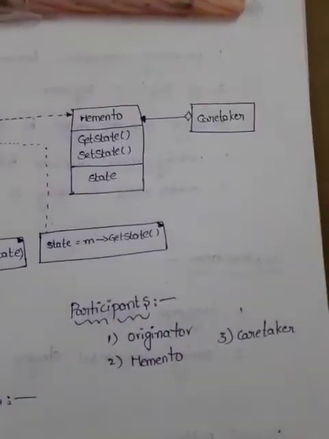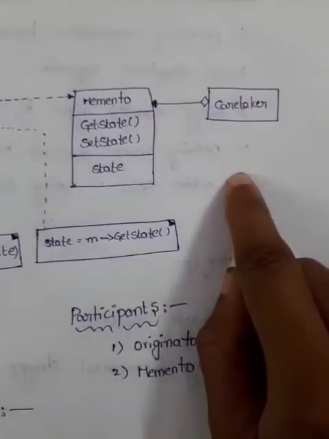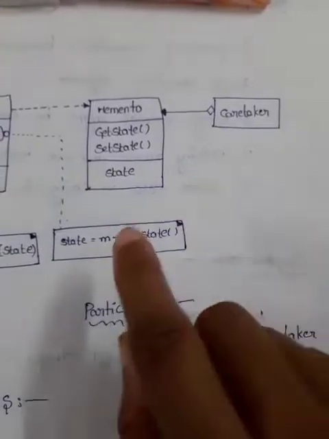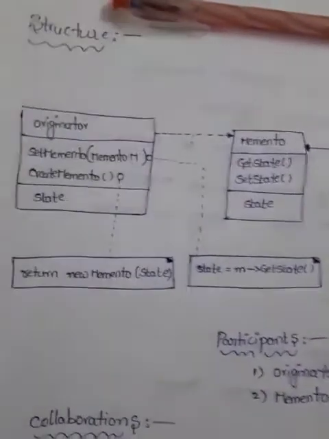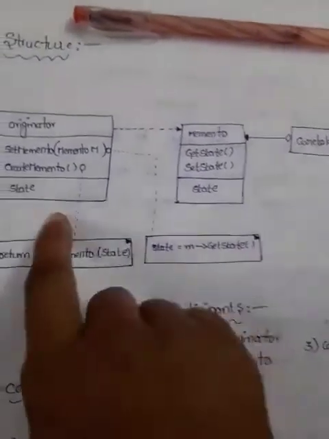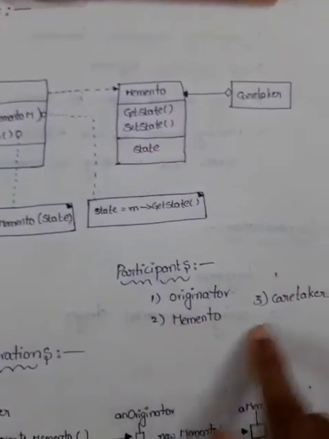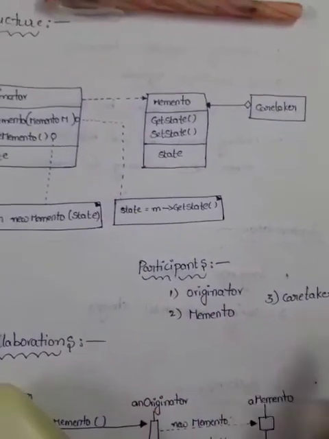And the next one is caretaker. This caretaker is responsible for restoring the current and previous states of an object. So this is the structure of a memento pattern. Based on this structure, we have three participants. The first one is originator, then memento, and the next one is caretaker.